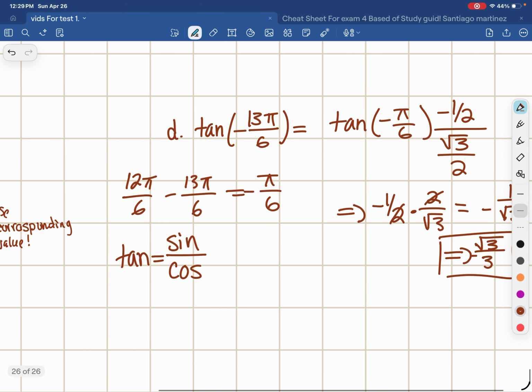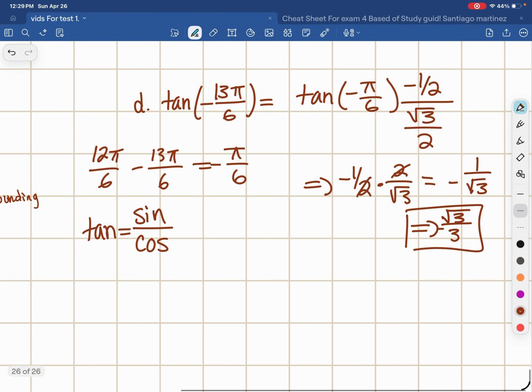Beautiful. So I'll walk you through it again one more time, verbally, and show a little bit more notes upon it. But for part D, we're following the same logic of working backwards. But we know negative 13 pi over 6 is going to be too big to actually work with. So we subtract it from the biggest thing that we have, which is going to be, in that quadrant, 12 pi over 6 minus 13 pi over 6, and we should get negative pi over 6.